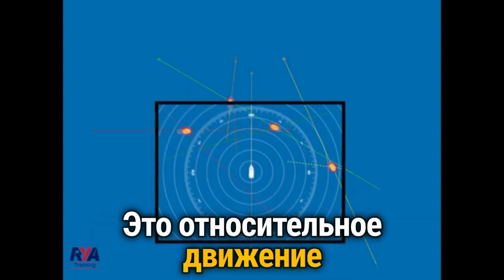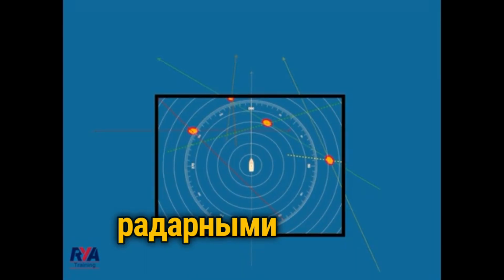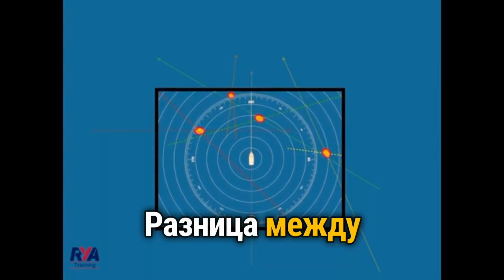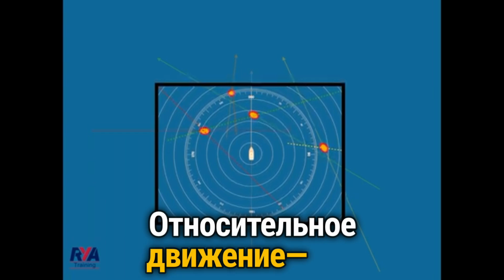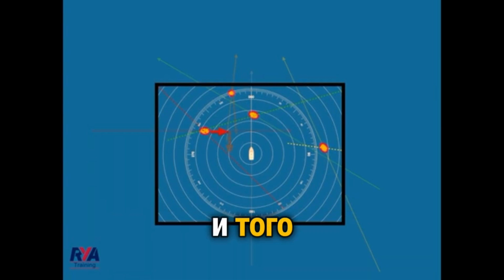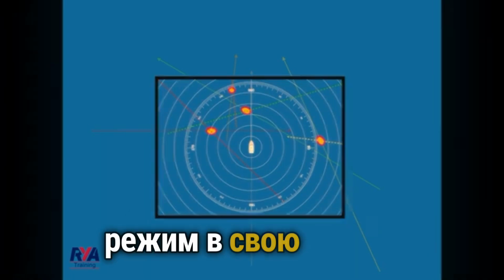This is relative motion. If we remove the boats and replace them with radar targets, it is easy to see how newcomers to radar can get confused. The difference between true motion and relative can be dramatic. Relative motion is a result of the combination of the direction and distance travelled by the target and that travelled by the grey boat at the same time. Let's rewind and focus on how we use the relative option to our advantage.